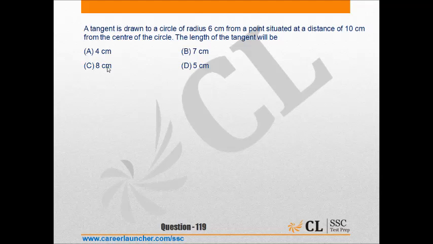A tangent is drawn to a circle of radius 6 cm from a point situated at a distance of 10 cm from the center of the circle. The length of the tangent will be? This is again a simple question. Draw the figure. This is 6, this is 10, and the tangent is drawn from here. I know that radius and tangent make a 90 degree angle. It becomes a Pythagoras theorem. One of the sides is 6, the other is 10, the third has to be 8. The length of the tangent is 8.